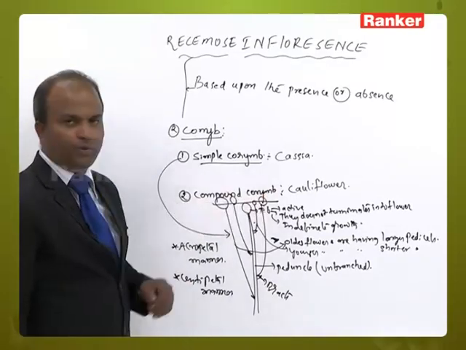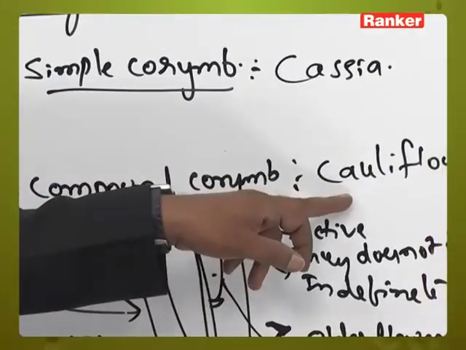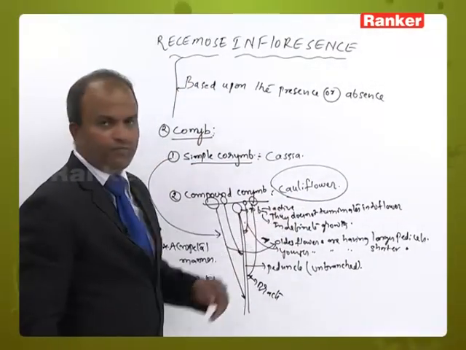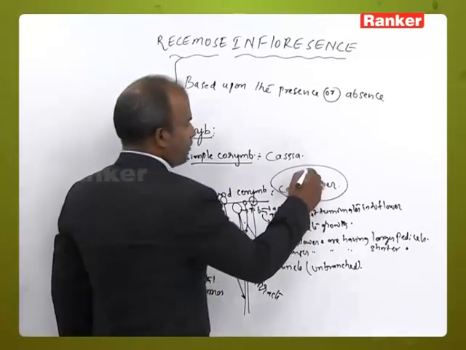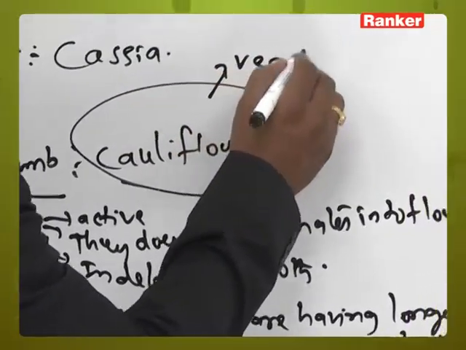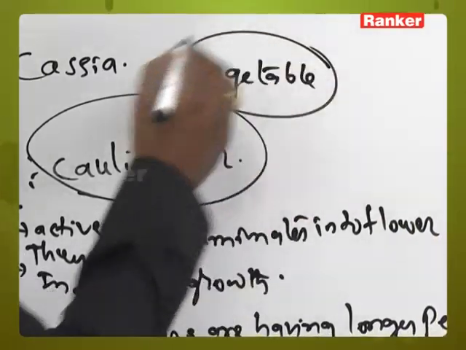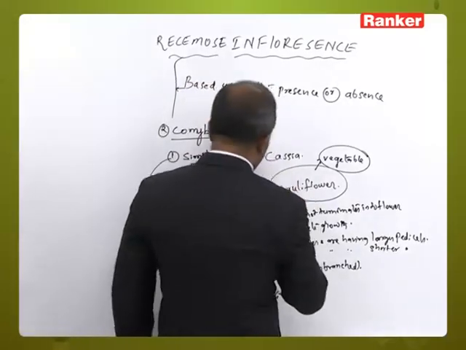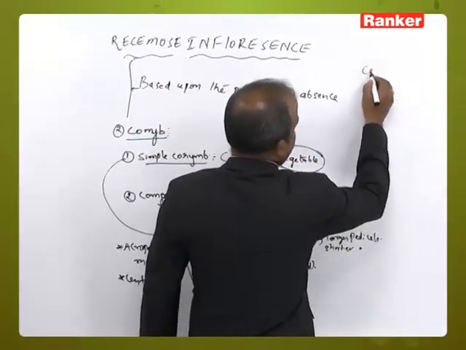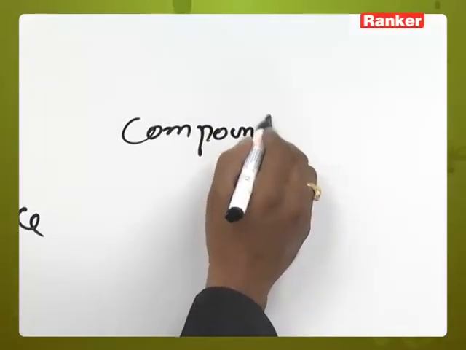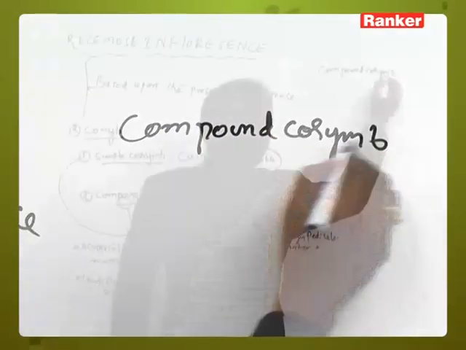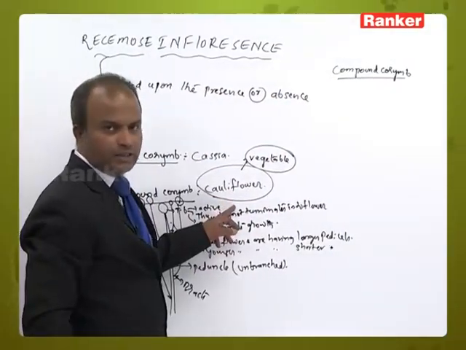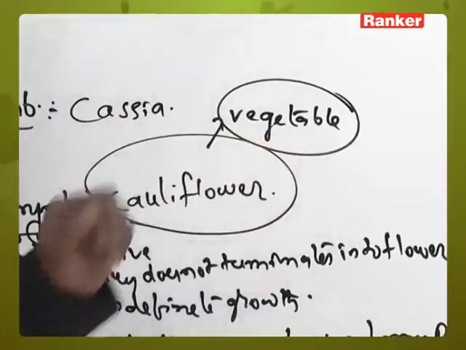And next goes to compound corymb. Compound corymb example is cauliflower. Cauliflower can be utilized as a vegetable. Yes, cauliflower is utilized as a vegetable. Now I am going to explain compound corymb. I already wrote here, the example is known as cauliflower, which is utilized as a vegetable.